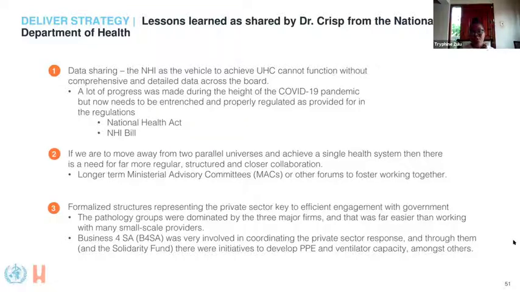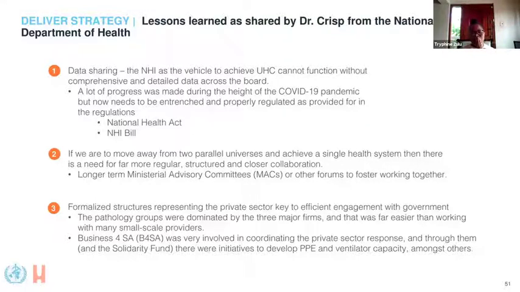A lot of progress was made during the height of the COVID pandemic, but his feeling is it now needs to be entrenched and properly regulated as provided for in the regulations. And his other sentiment is that if we were to move away from these two parallel universes between the private sector and the public sector, there was a need for longer term ministerial advisory committees, because right now we've got the private sector being part of these advisory committees, but it's short term. So going forward, to make sure that there is an entrenched response, we need to have longer term advisory committees between the private sector and the public sector.